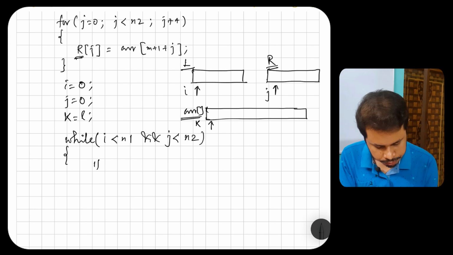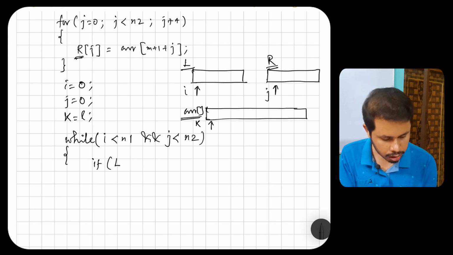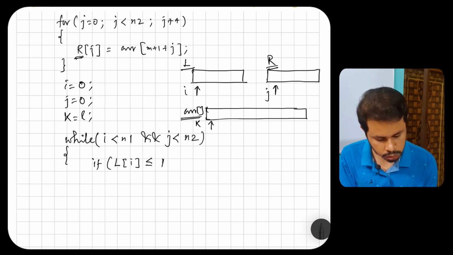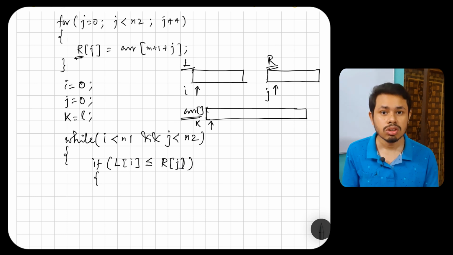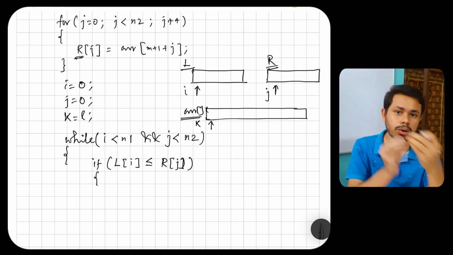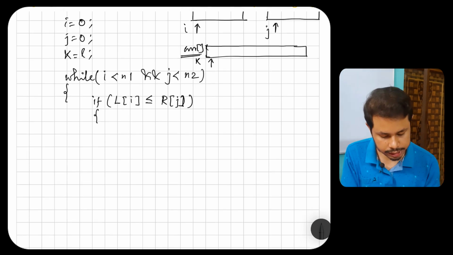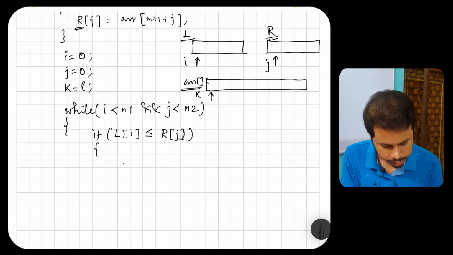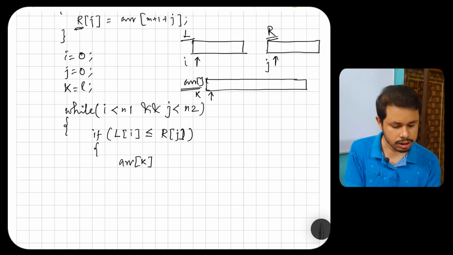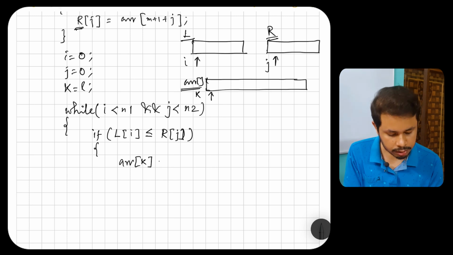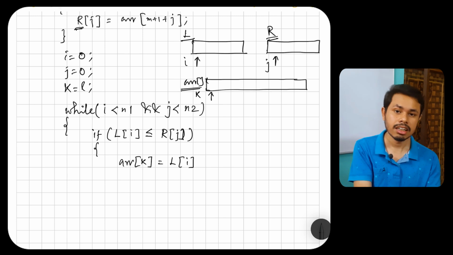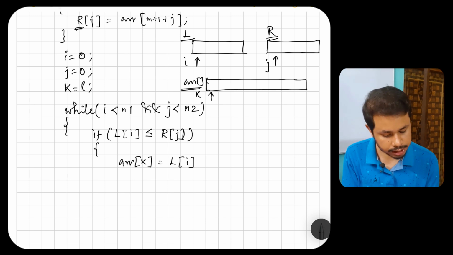So if L of I is less than or equal to R of j, what should we do? We should take the smaller element and put it into our final array. So we take this array of k is pointing to this point, right? Array of k should be equal to L of I, because in this case L of I is less than or equal to R of j. So that's why L of I is smaller.